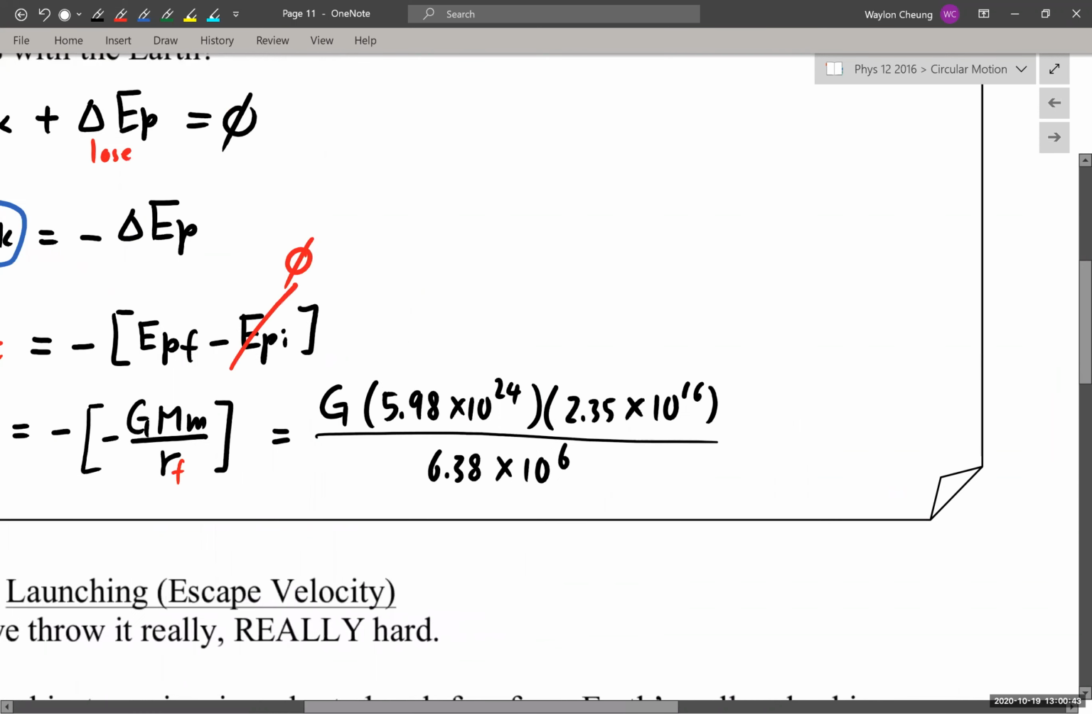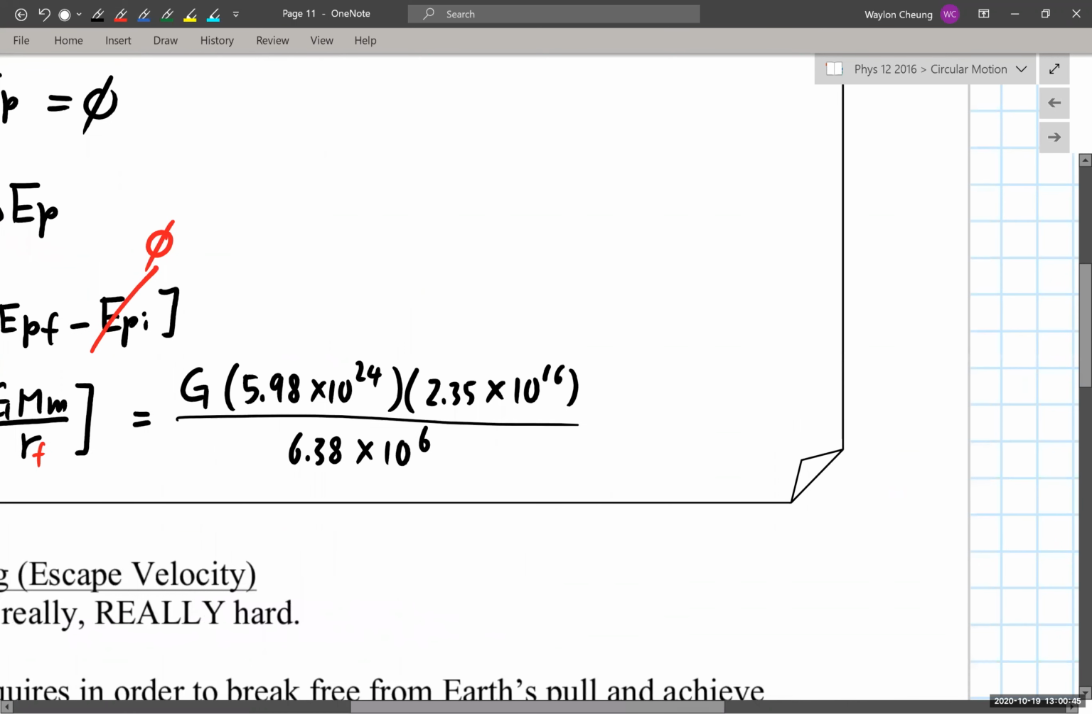Okay. Now, of course, there are going to be some round off, but I am going to have my answers here soon. What you get, approximately for me, is about 1.5 times 10 to the 24 joules. Now, how much energy is that?